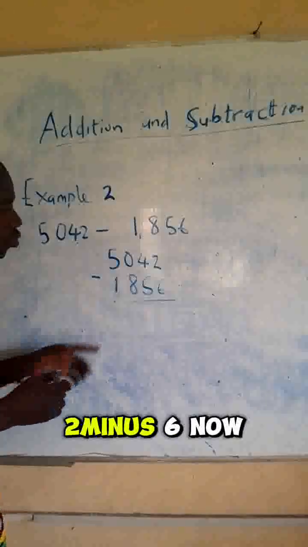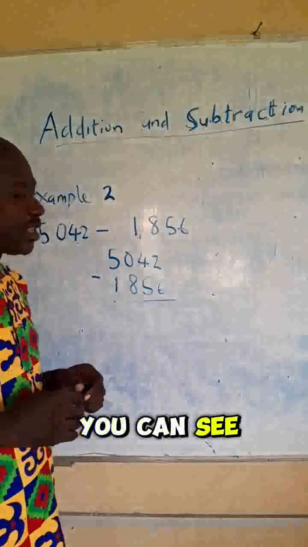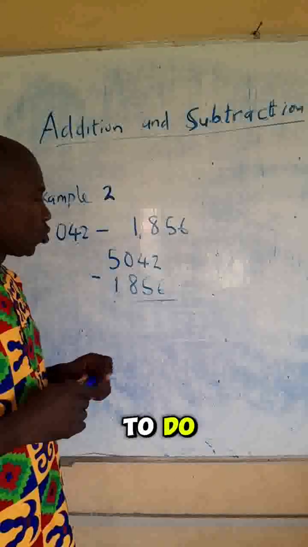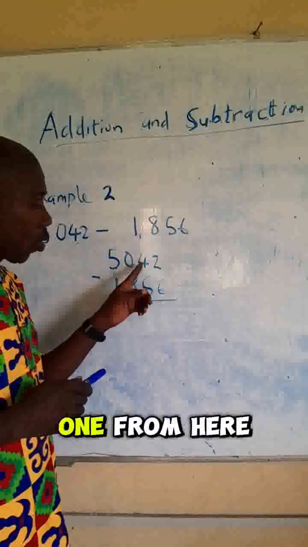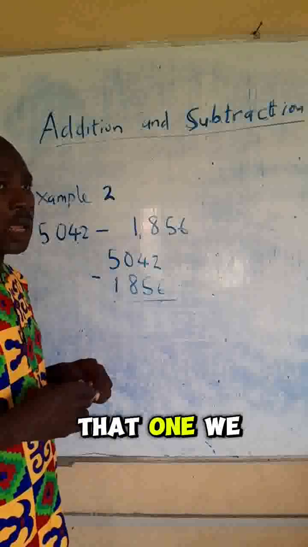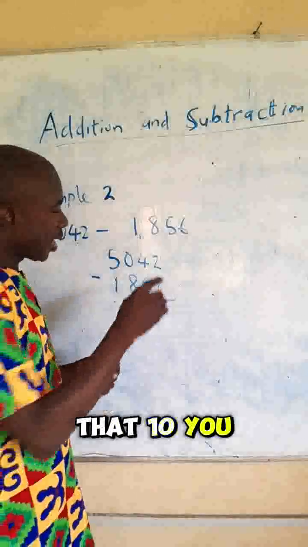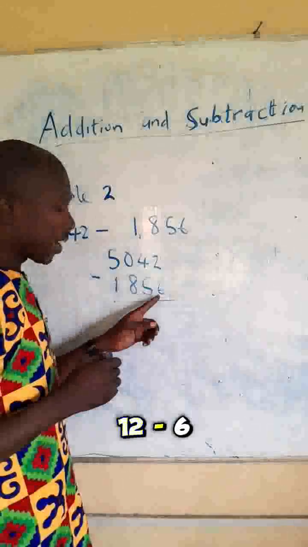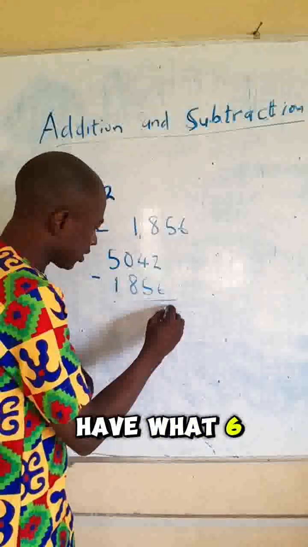So 2 minus 6. Now you can see it is impossible. We cannot do that. So what we need to do, we need to borrow 1 from here. That 1 we actually borrow is 10. So that 10, if I add it to this 2, becomes 12. So 12 minus 6 is what? We have 6.